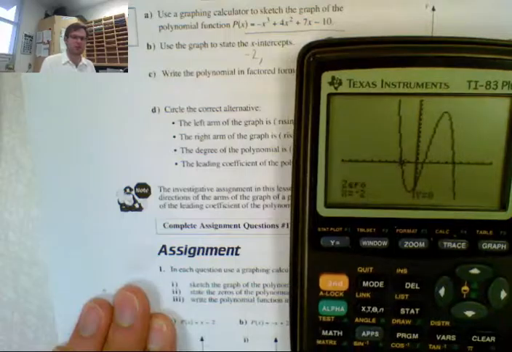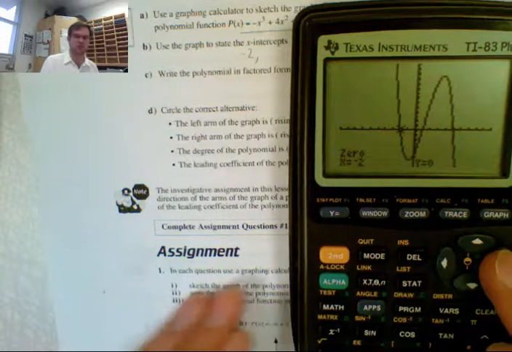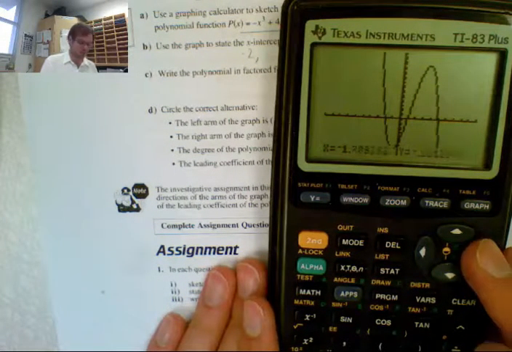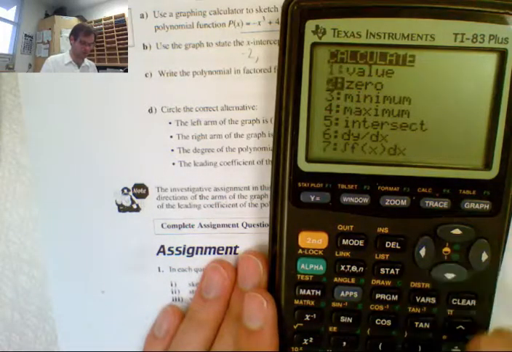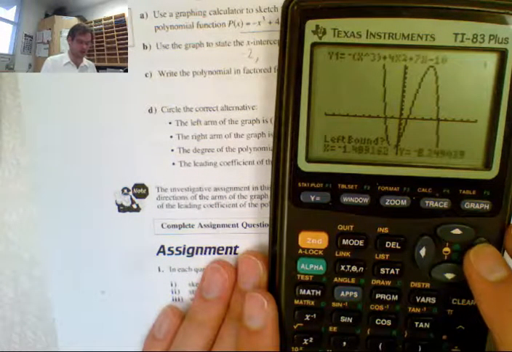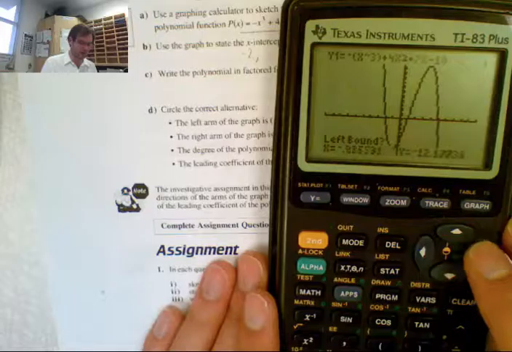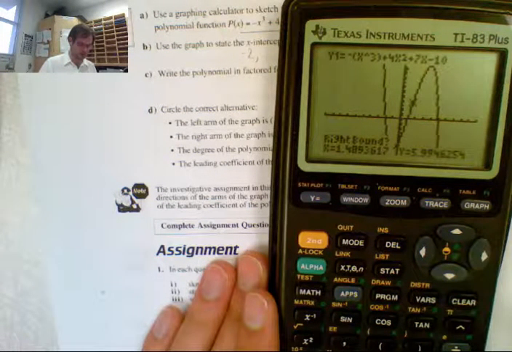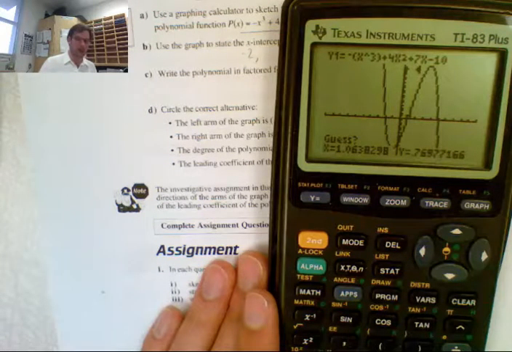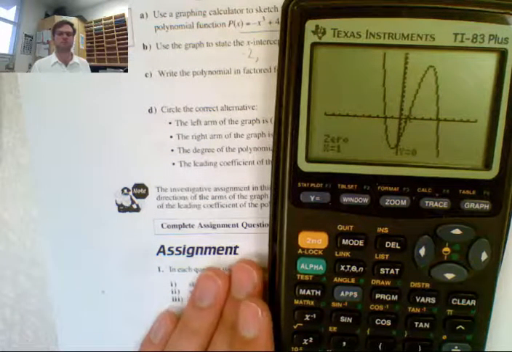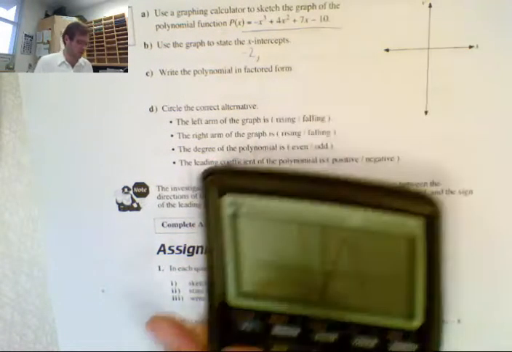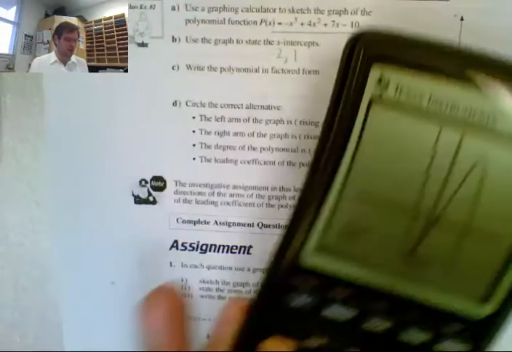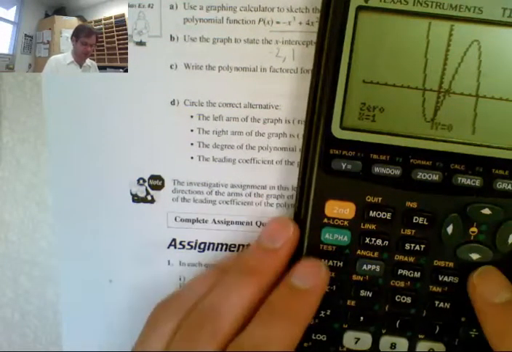Now we want to look at my next x-intercept. I'm going to do the same thing again. We're going to calculate. We want a zero because zeros are the same as x-intercepts. Left of it, there. We go right, there, and a guess somewhere in between. I'm going to end up getting 1. That's another one.